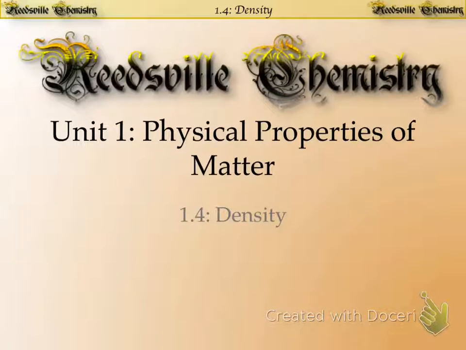Alright, this section is going to wrap up Unit 1, Physical Properties of Matter, and it's going to focus on density, something that we now should have a pretty good grasp at.